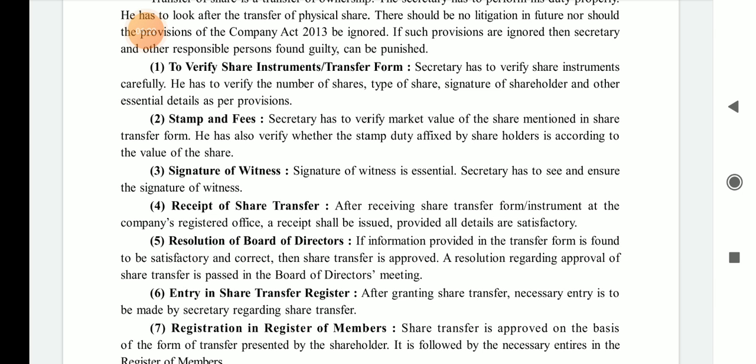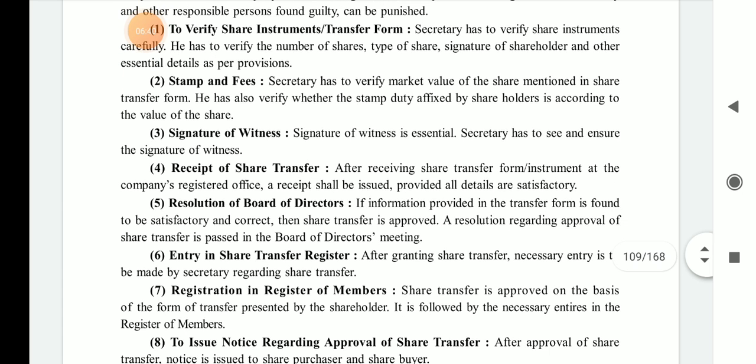It is a kind of evidence that the transfer instrument of a particular person's share transfer has reached the company's registered office, and it is a kind of evidence that all the details mentioned in the share transfer instrument have been found satisfactory.